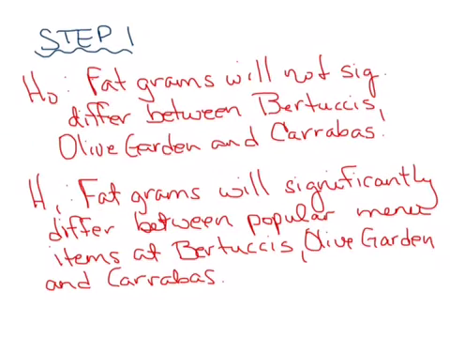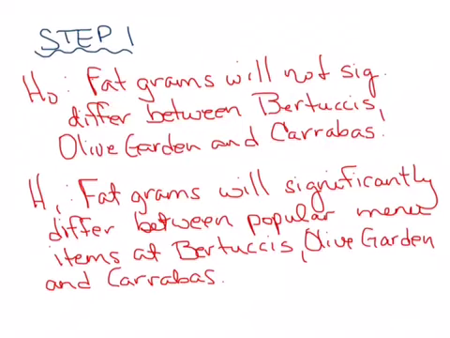As you can see, step 1 is pretty simple, just like we've had. I stated the null and alternative, and I included the restaurants: in the null, fat grams will not significantly differ, and in the alternative, fat grams will significantly differ. I clarified it's between popular menu items for the restaurants, but that would be fine if you didn't put popular menu items. It's just giving a little bit expanded idea of what's going on. So now we've got step 1 done, and we can move to step 2, which is setting the criteria.